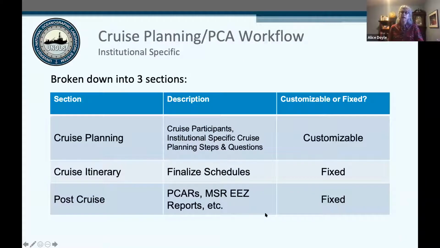So in an ideal world, well, let's break this down. I should say the cruise planning section is broken down right now into 3 sections. There's the cruise planning, which has all the cruise participants and the questionnaire and all that sort of stuff, and that's customizable per institution, right? And then we have the cruise itinerary as the second section, and that's simply a way for the schedulers to go in and verify the dates and pretty much finalize their schedule for that cruise, okay?